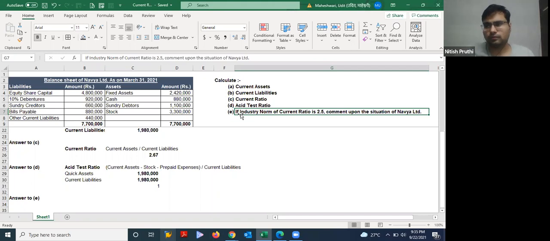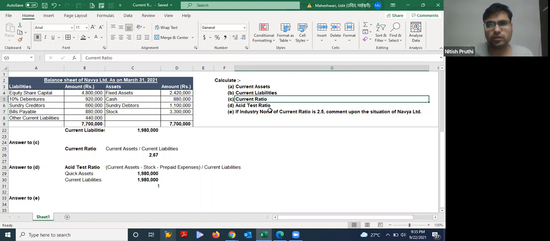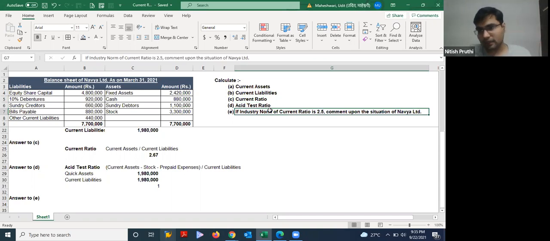Right? So even if my current assets are not really realizable, still I have sufficient current assets to pay off my current liabilities. So that is what it specifies. Now it asks that this is the industry norm. Now, as per the current ratio which you calculated above in the case of Navya Limited, comment upon this situation. What is the position of Navya? The position can be either adverse or positive.